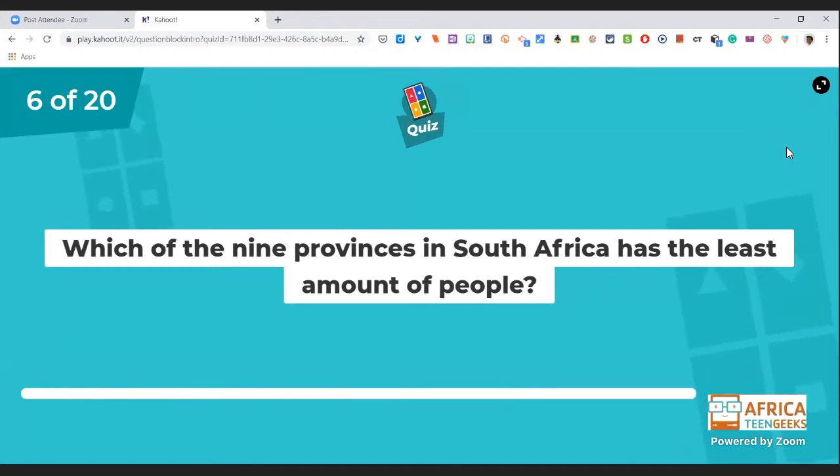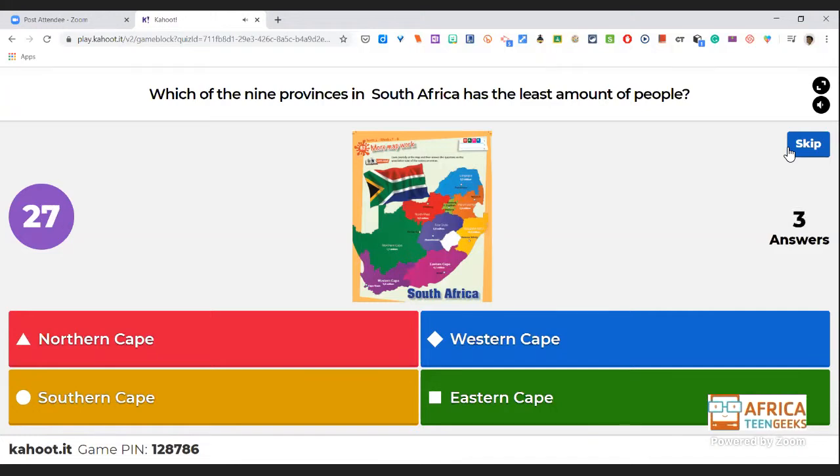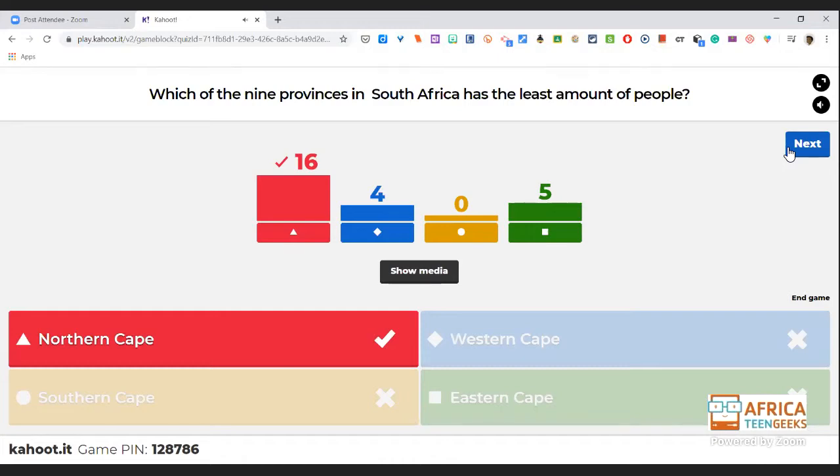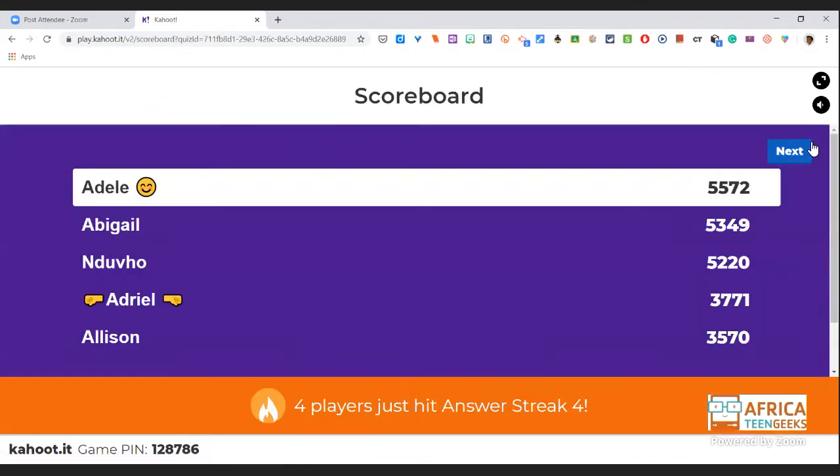Which of the 9 provinces has the least amount of people? Right, Northern Cape, Northern Cape. Good. We went over that yesterday. The biggest province, but the smallest number of people. Well done. And who is in the lead now? Abigail. Well, come. Nduvu, Ndel, Adriel, Ellison.